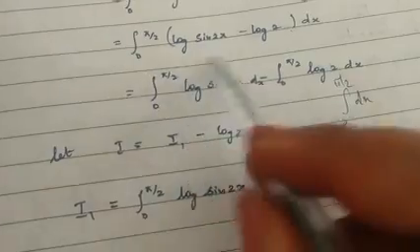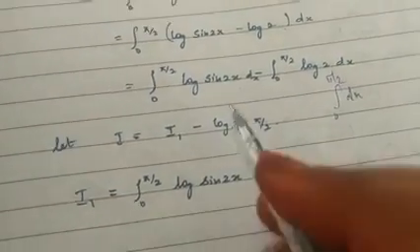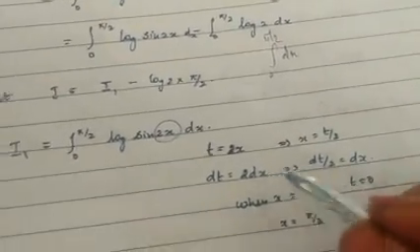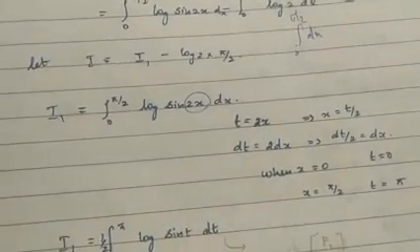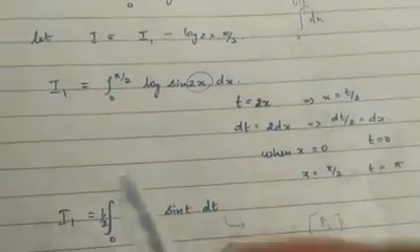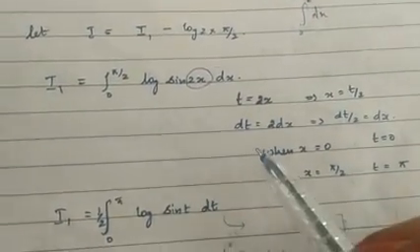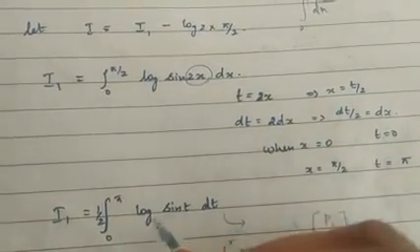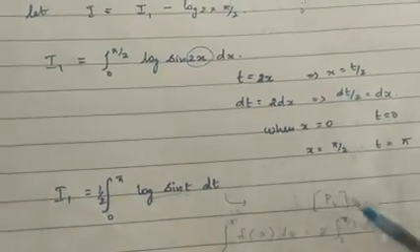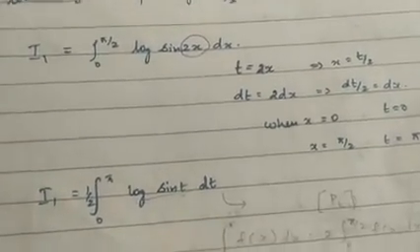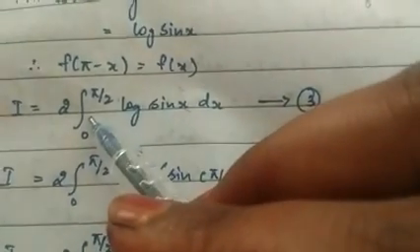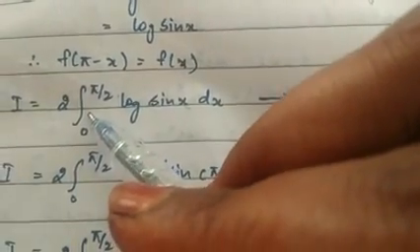So what we are going to do is, we are taking this to be I1. This 2x we are assuming to be t. After that, find out dt and change the limits. After that, substitute in the integral. Now take this function to be f of x. After that, this pi should be changed to pi by 2. That's the integral we have taken here. So we need to convert into pi by 2 again.